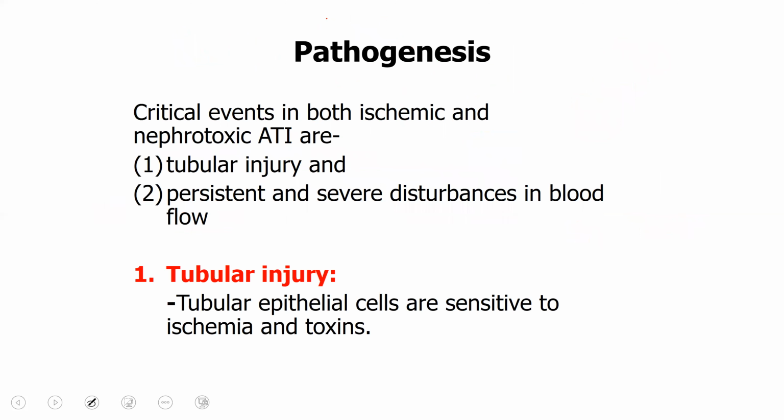So what happens is that, as I've discussed, the critical event in the development of acute tubular injury is that it can happen due to disturbance in the blood flow, and it can happen due to tubular injury from the toxin itself. So let us talk about why our tubules are susceptible to ischemia, and why they are susceptible to toxin. So why are our tubules susceptible to toxin?